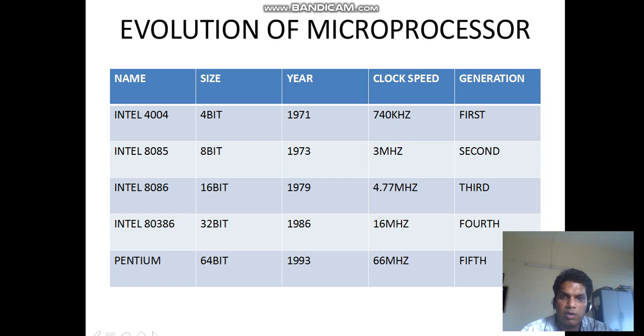This is the evolution of the microprocessor. The first microprocessor is 4004, which is 4-bit. The first 64-bit microprocessor is Pentium.